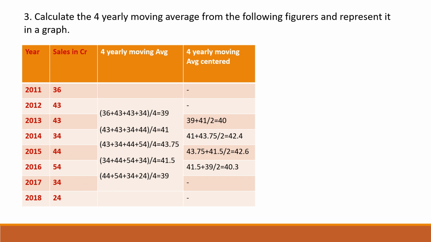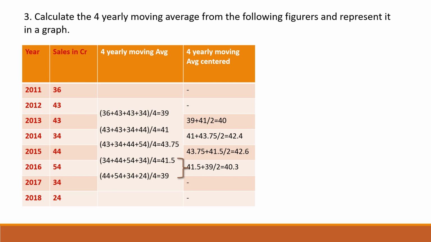As I told in the beginning, in case of even-year moving averages, we have to do one more step, that is, centering. In case of centering, we have to take the first 2 values of the moving average and place the result in between those 2 values. So it will directly link with 2013. So 39 plus 41 divided by 2. Here we have to divide by 2 because we have taken 2 values. Next 2 trend values should be considered, and it is 42.4. And next 42.6, next 40.3. These things have to be written in between those 2 values.